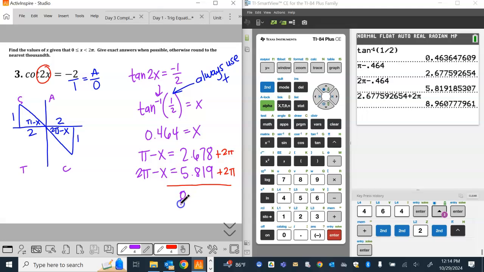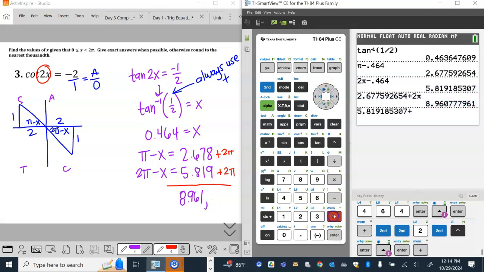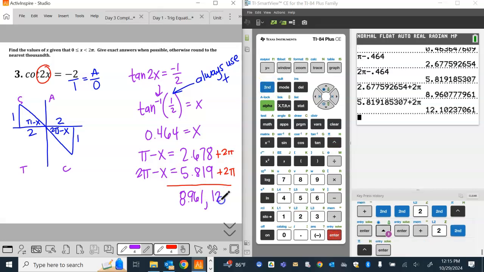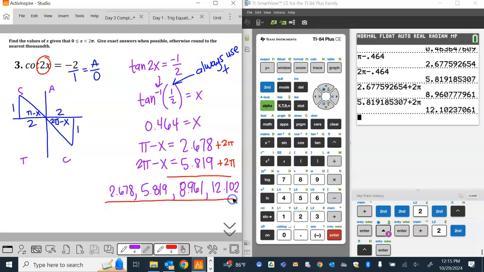So now we have 8.961. And the other time I'm going to take this value and add 2 pi, and I get 12.102. Now I'm going to bring down my other values that I found because I need to divide them all. So first I'm adding 2 pi to my original radians, but I want to divide them all by 2 because of the 2 rotations. So you have to add 2 pi to each one and divide by 2.